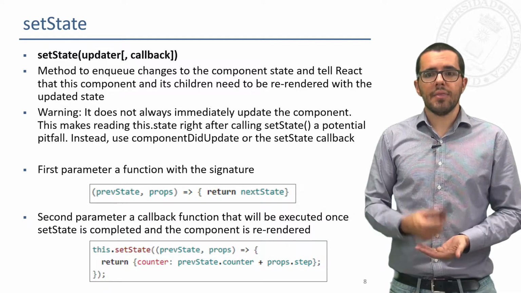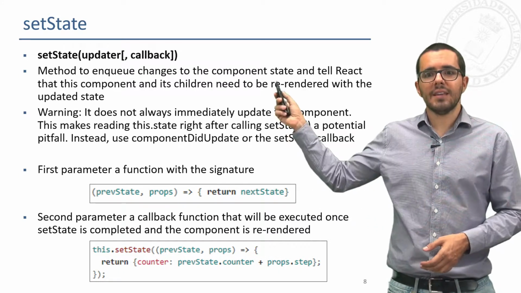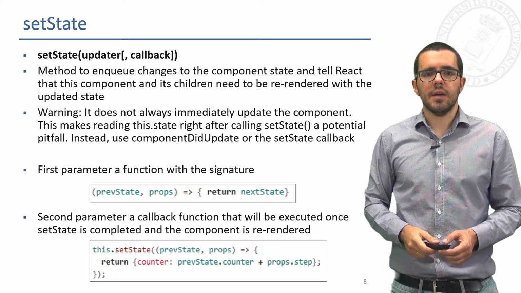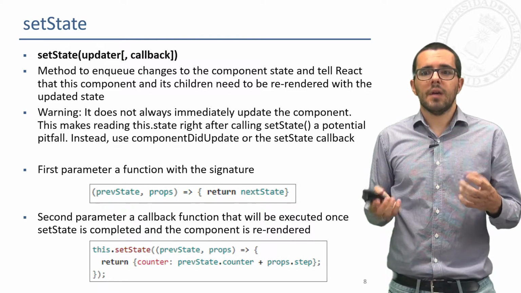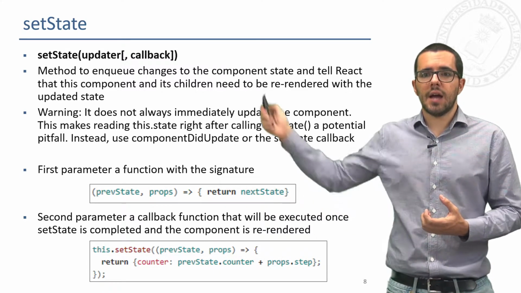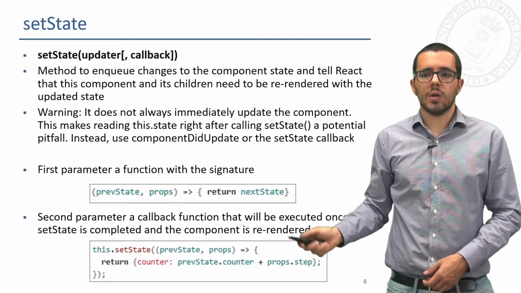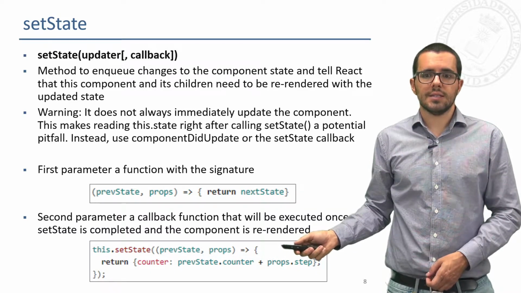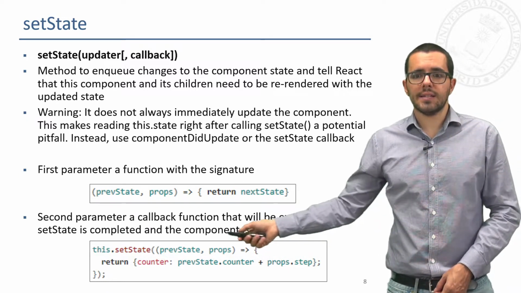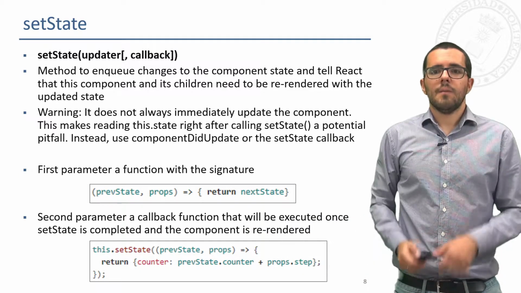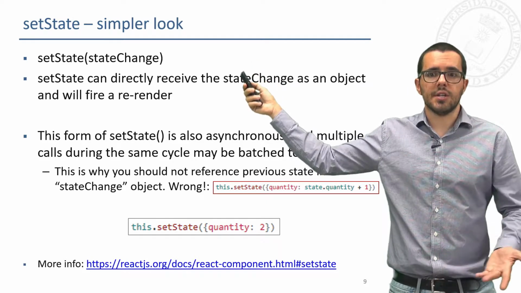setState. setState is a method to call to modify the state. In fact, it enqueues the changes to the component state because it can have changes from many places, and it is an asynchronous function. It receives an updater, that is a function with this signature, and a callback. In fact, it is usually like this: this.setState with a function to update the state. So this way you can access the previous state and the props.